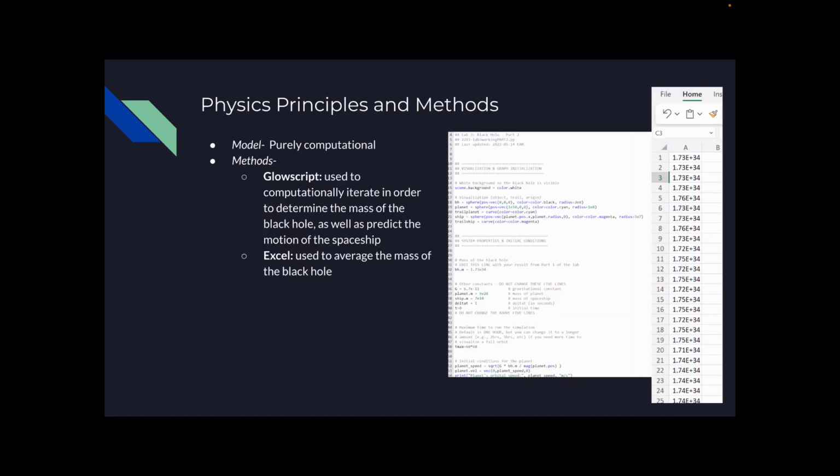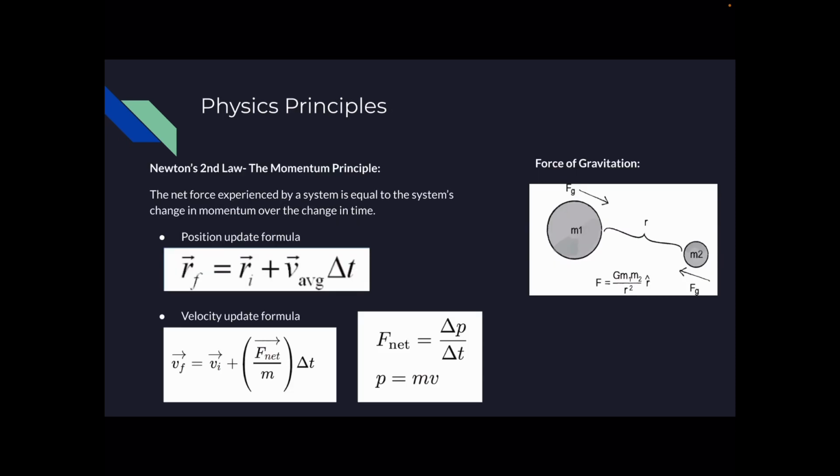The methods used for this lab are GlowScript and Excel. GlowScript was used to computationally iterate in order to determine the mass of the black hole, as well as predict the motion of the spaceship, and Excel was just used to average the mass of the black hole.